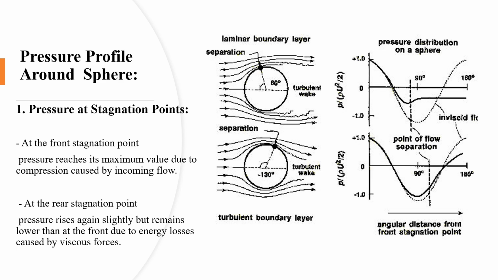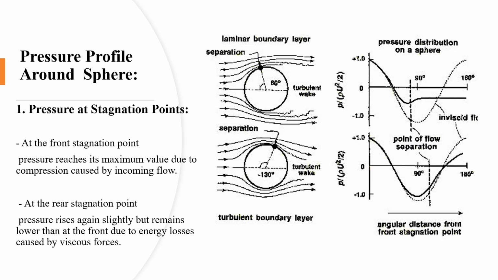When the fluid first comes into contact with the sphere, we call this the front stagnation point. At this point, the velocity of the fluid drops to zero. It essentially comes to a halt. As the fluid slows down, its pressure increases because the fluid molecules are compressed in this region.